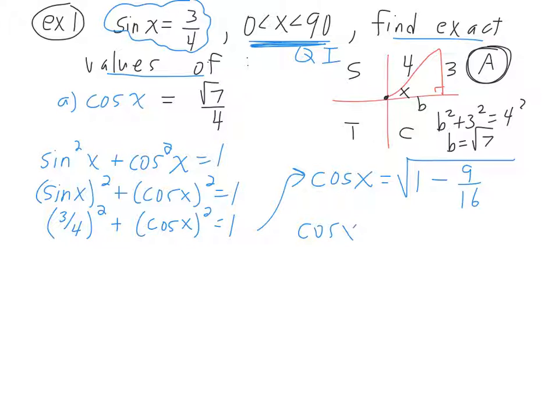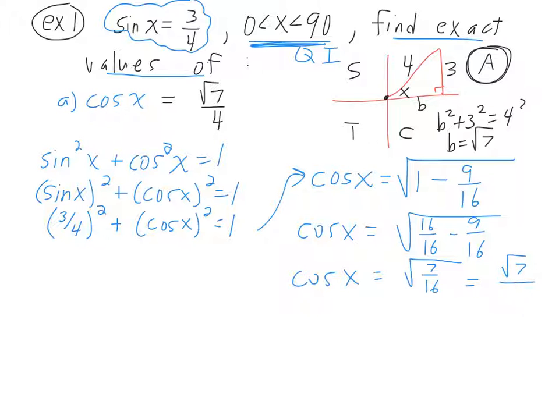From there, you're expected to do this without a calculator. We know that 1 is 16 over 16 minus 9 over 16. So from there, this would give us a square root of 7 over 16, which if we apply that square root to both top and bottom, notice how we get the same answer of radical 7 over 4. So you're not expected to do it both ways, of course. You have to choose the way that makes the most sense to you.